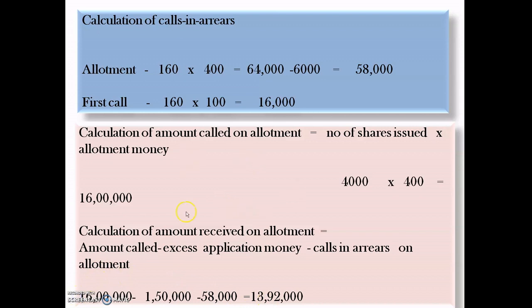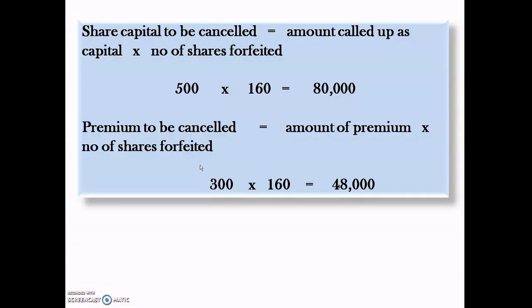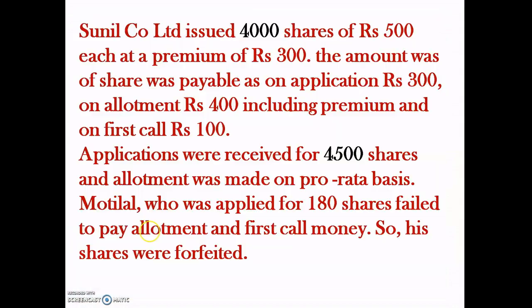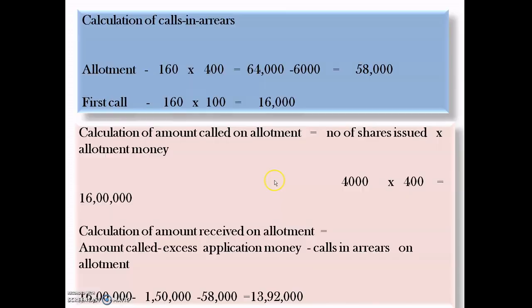Because this question is based on oversubscriptions, and here Motilal, see here Motilal, he applied for 180 shares, and he failed to pay the allotment and first call money. He failed to pay both the money, but this is the question on oversubscription, and there is also a pro rata basis. Because of that we have to calculate first the amount called on allotment, how much called on allotment, and the amount received on allotment. So here that amount is here 13,92,000.